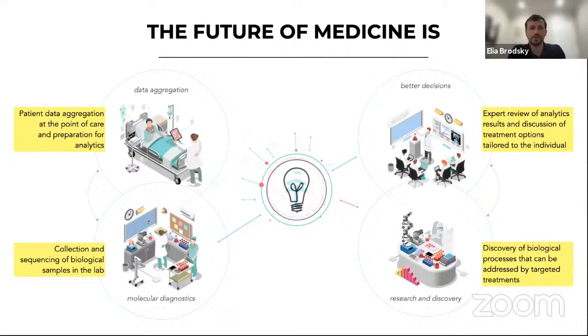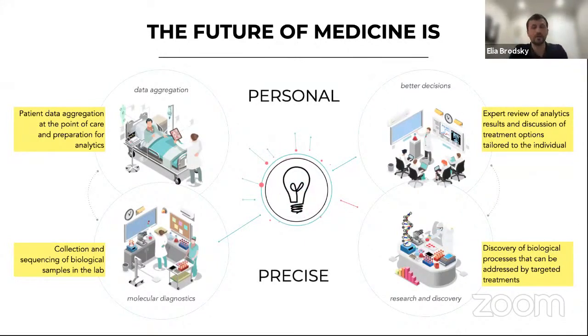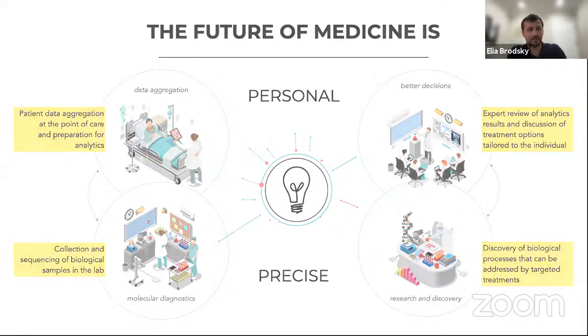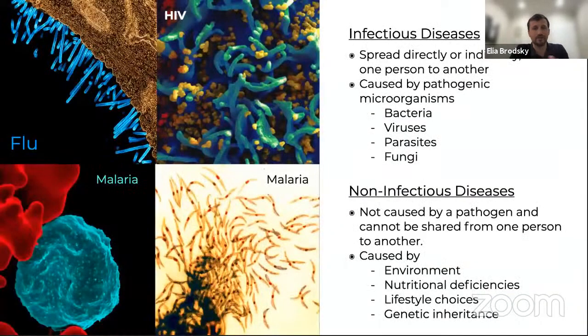And so what we see is a combination of personal and precise, and there has to be a number of components that come together to make that possible. So beyond the general statements like we have discussed up until now, let's talk about how this actually plays out in different examples. Most people would agree that we can divide diseases into two kinds: infectious diseases and non-infectious diseases. Infectious diseases are spread directly or indirectly from one person to another, caused by pathogenic microorganisms such as bacteria, viruses, parasites, or fungi. Non-infectious diseases are not caused by a pathogen and cannot be shared from one person to another. They're caused by environment, nutritional deficiencies, lifestyle choices, and genetic inheritance.